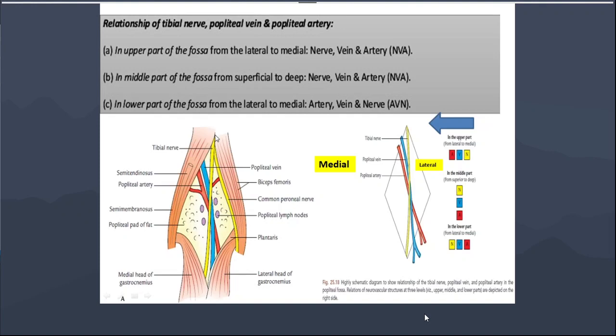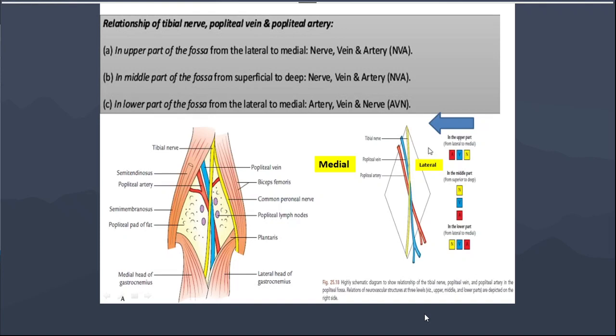Then you can see there is the sciatic nerve. This sciatic nerve, on the superior angle of the popliteal fossa, gives two branches. One is the tibial nerve. You can see this is the tibial nerve, and then this is the common peroneal nerve. Now, what is the relation between the tibial nerve, popliteal vein, and popliteal artery? So you can see the popliteal fossa is divided into three parts: upper part, then middle part, this is the middle part, and this is the lower part.